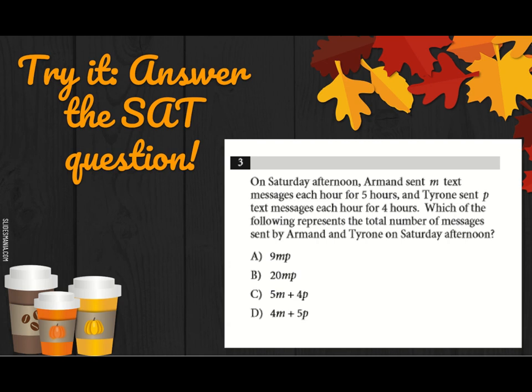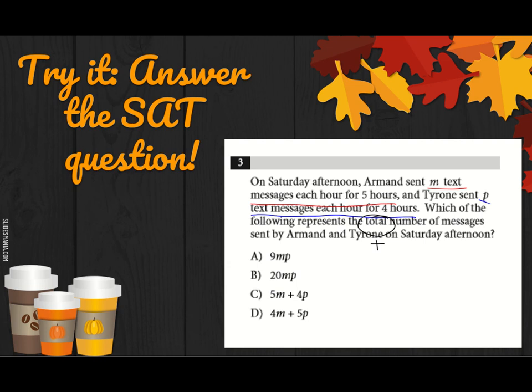All right, so on Saturday afternoon, Armand sent M text messages each hour for 5 hours, and Tyrone sent P text messages for 4 hours. Which of the following represents the total number of messages sent? Total tells us that we are adding these things together. So we are going to add what Armand did and what Tyrone did to get our total.